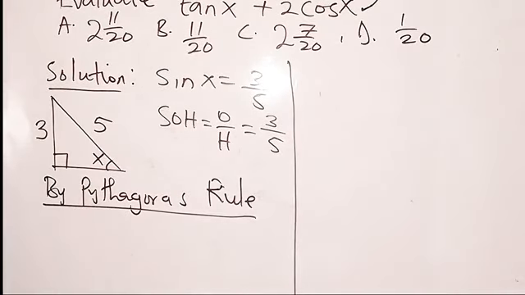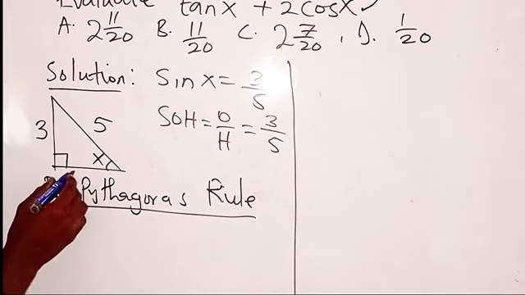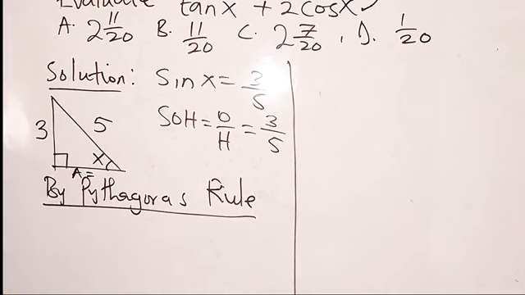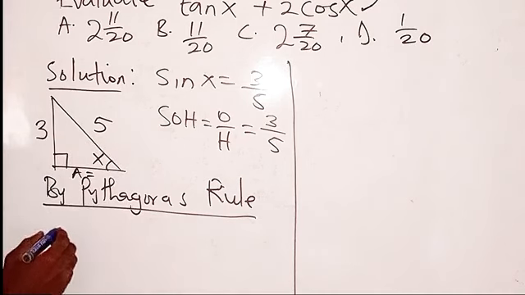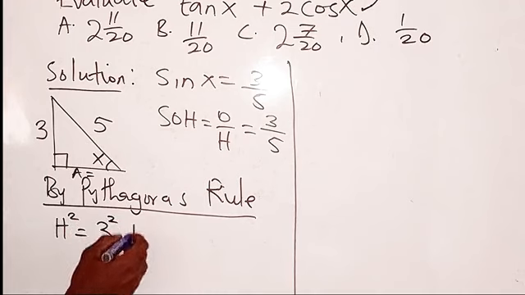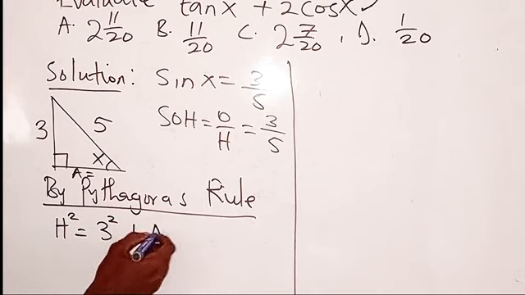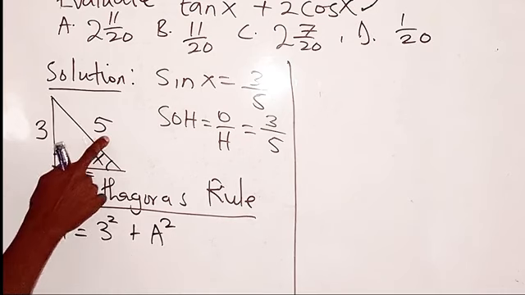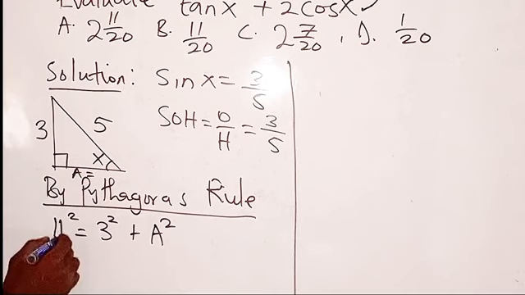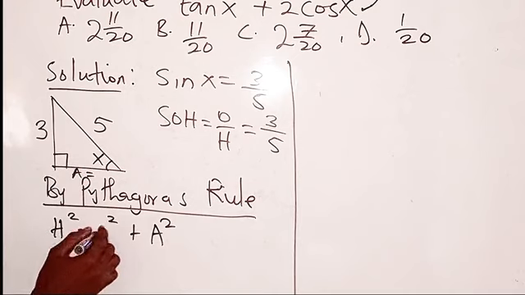So by Pythagoras rule, we need a, that is the adjacent. So what is the adjacent? You know that Pythagoras rule states that hypotenuse square equals the sum of the squares of the two other sides, which is this. So h squared, then o squared.